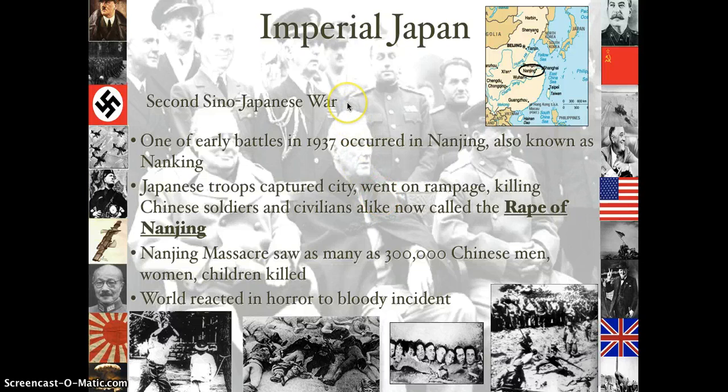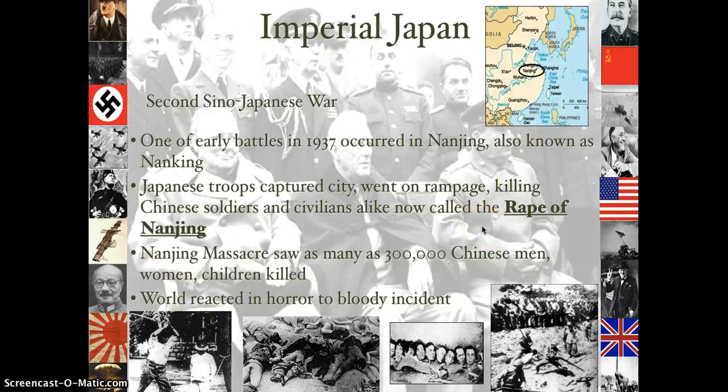Additionally, what historians call the Second Sino-Japanese War, but essentially when Japan invades China, there's a bunch of battles and fights, and the Chinese fight on the losing side of that, essentially. But one of the significant moments, at least in international eyes, is when Japan occupies this city, Nanjing, which was a fairly large city in China, because China at that time, and even to this day, had a big population. But the troops went in and really went on a rampage, killing civilians and soldiers alike. Now it's called the Rape of Nanjing.